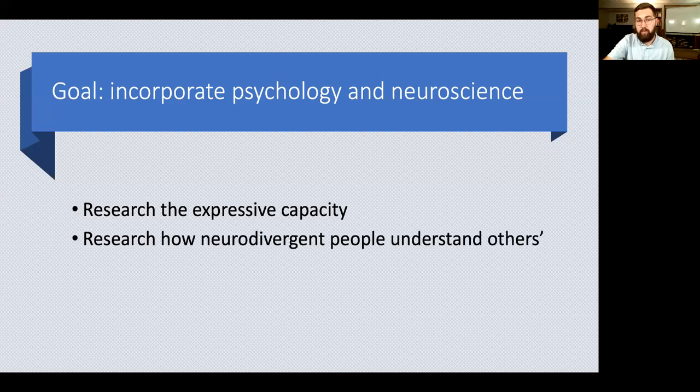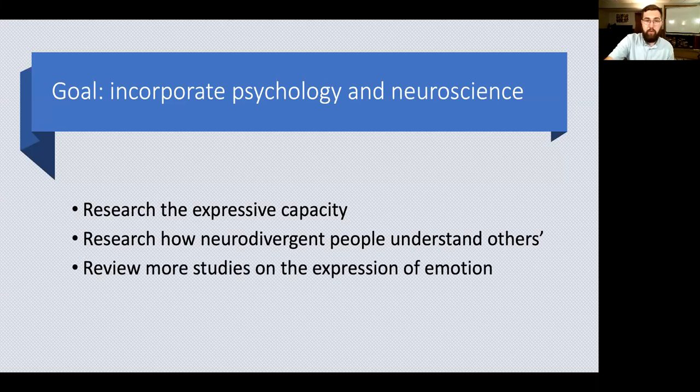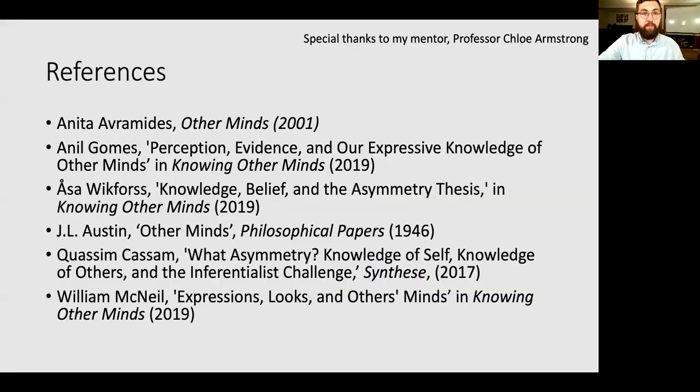I'd also like to research how neurodivergent people understand others. For instance, I would like to review the clinical psychology and anthropology literature to learn how people with autism understand others. I'd also like to review more studies on the expression of emotion. Philosophers are still discussing research in social psychology that is somewhat outdated. So one goal I have is to bring more robust psychological research to the philosophical discussion.